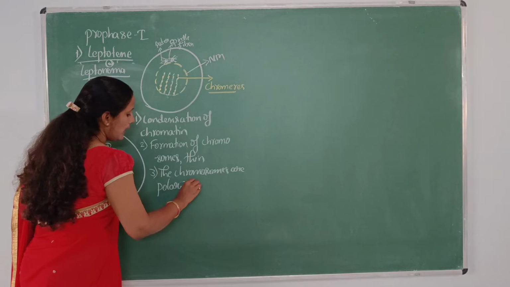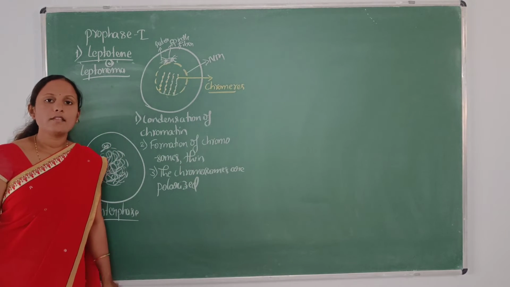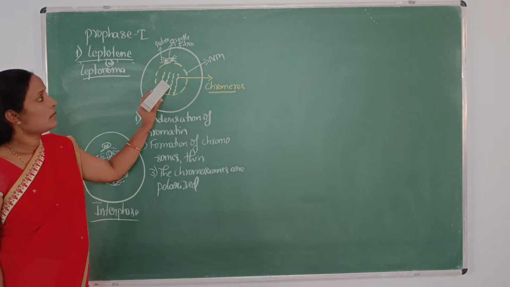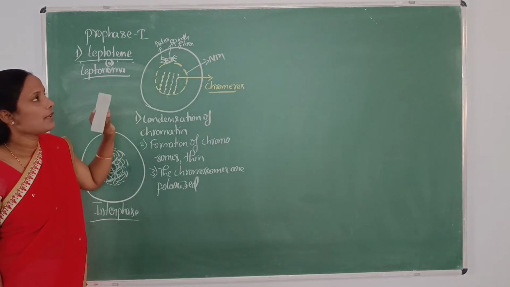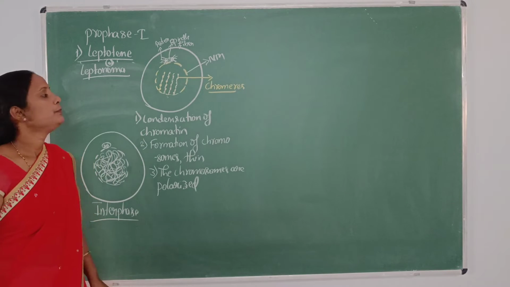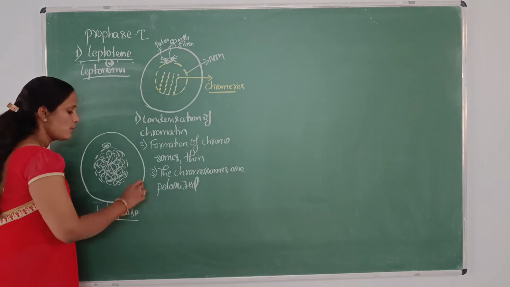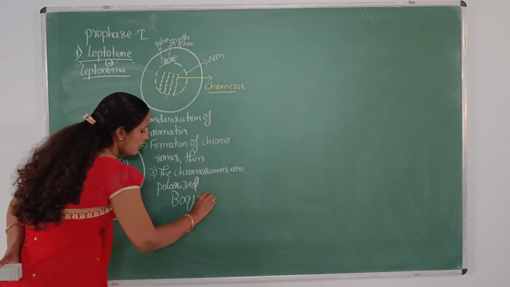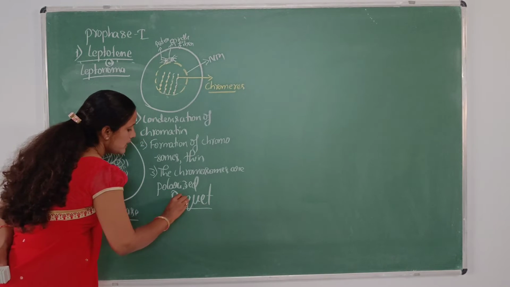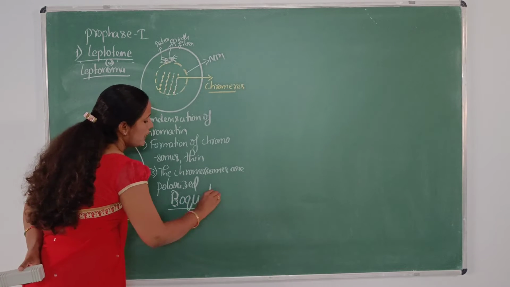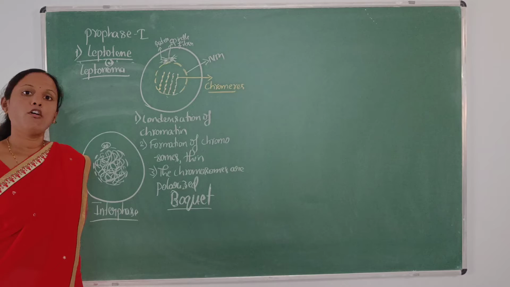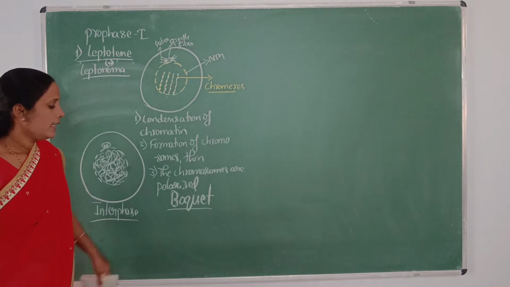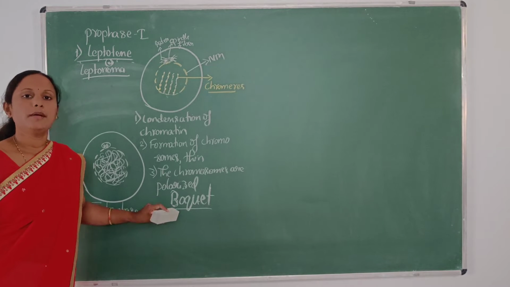The chromosomes are polarized, which means they are attracted towards the nuclear membrane. The chromosomes in the leptotene phase are attracted towards the nuclear membrane, and this stage is called the bouquet stage. This is called bouquet formation. That is, the attachment of the thin chromatin fibers, or the chromosomes in leptotene, to the nuclear membrane is called bouquet formation or the bouquet stage.